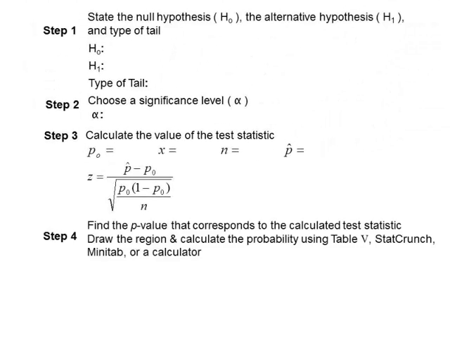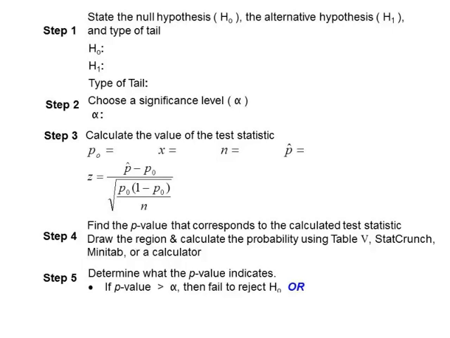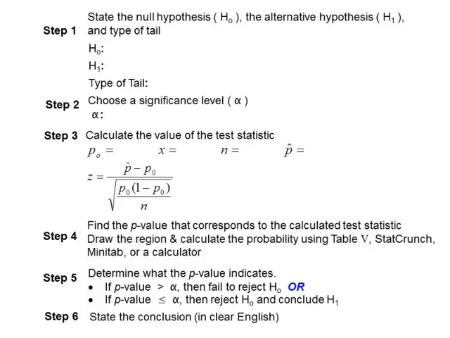Step number 4, we calculate the p-value, and that will come from either using a table or using technology. Step number 5, we determine what the p-value indicates, so that will be the decision of the hypothesis test. If the p-value is greater than alpha, we fail to reject the null, or if the p-value is less than or equal to alpha, we reject the null and conclude the alternative. So when the p-value is low, H0 must go. In step number 6, we state the conclusion of the test in clear English.